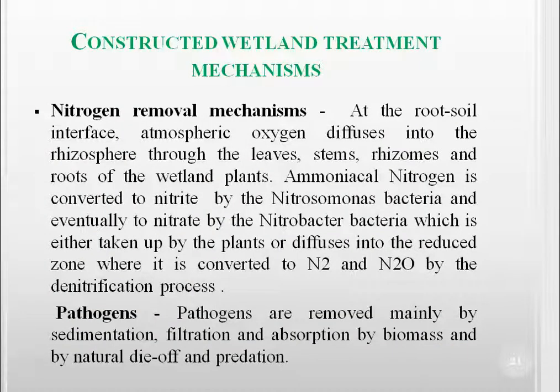Constructed wetland treatment mechanisms. First one, nitrogen removal mechanisms. At the root soil interface, atmospheric oxygen diffuses into the rhizosphere through the leaves. Stems, rhizomes and roots of the wetland plants also help this. Pathogens are removed by sedimentation, filtration and absorption.